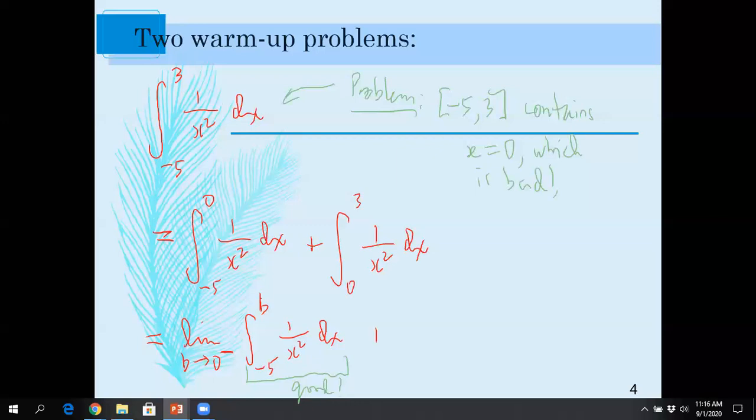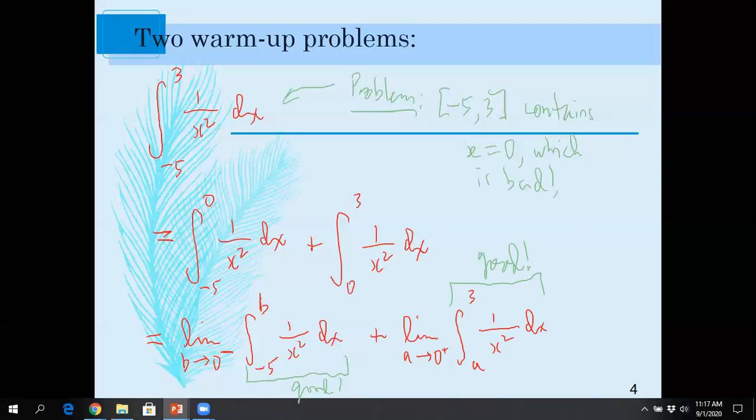And what am I going to do with the second guy? Limit as what? A, okay, I have to use a different variable, okay? The limit as a goes to 0 from the right. This time it really is from the right. Integral from where to where? a to 3, 1 over x squared dx. And once again, this guy right here is now good.